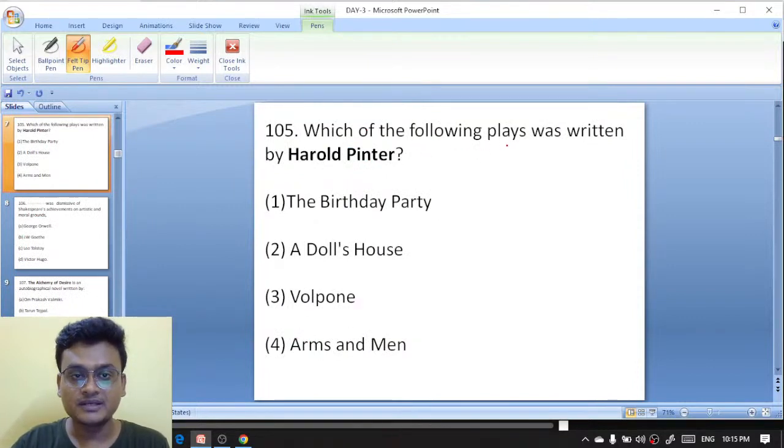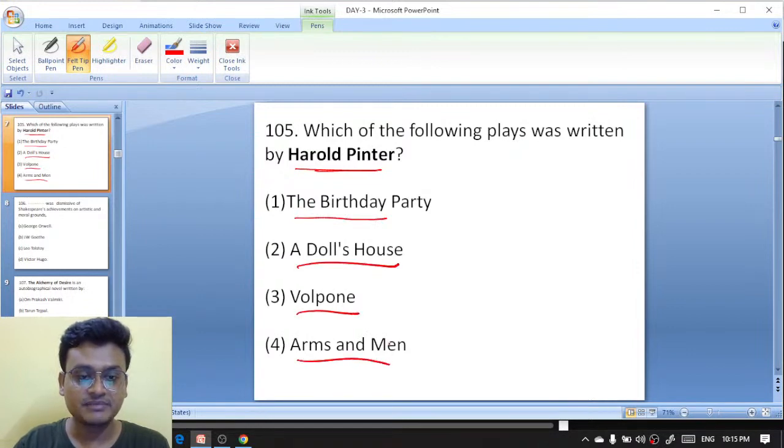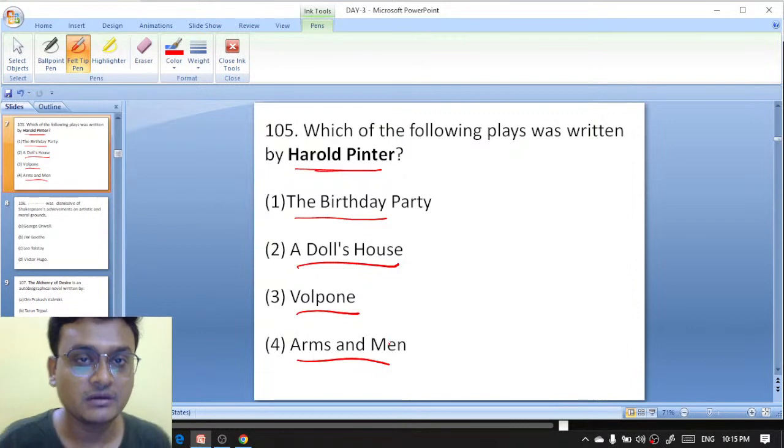Moving on to question number 105. Which of the following plays was written by Harold Pinter? The Birthday Party, A Doll's House, Volpone, Arms and the Man. Harold Pinter.